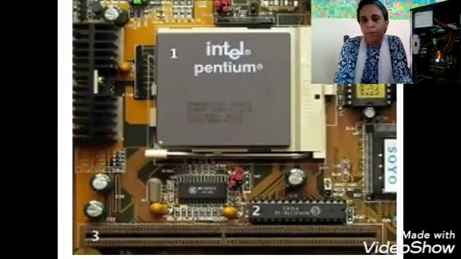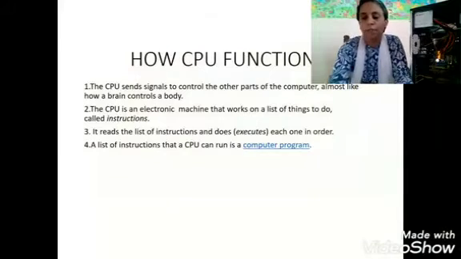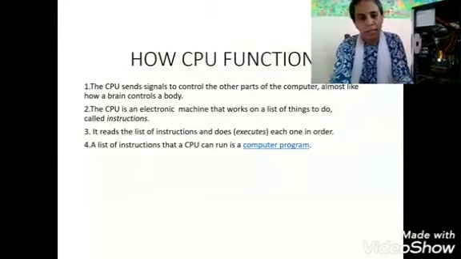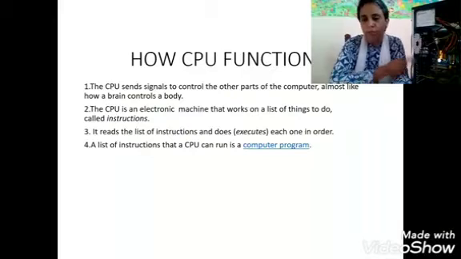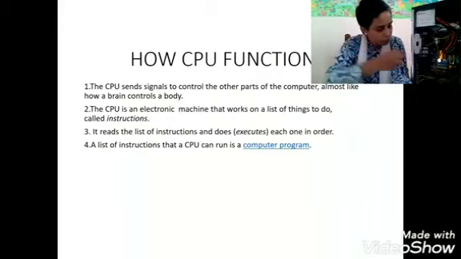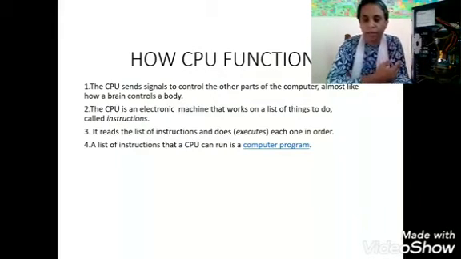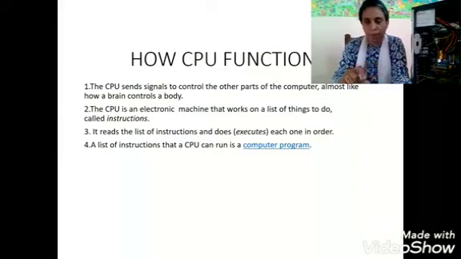This is a processor. Next, how the CPU functions, we'll see here. In this one I cannot show you because it is so small. As I told, it's a 2 rupee coin size, so it's not possible for me to highlight that. It is in a rectangular shape. So how does the CPU function? The CPU sends signals to control the other parts of the computer. That's how our brain functions in a body. Exactly the same function the CPU, the processor, does inside the computer.